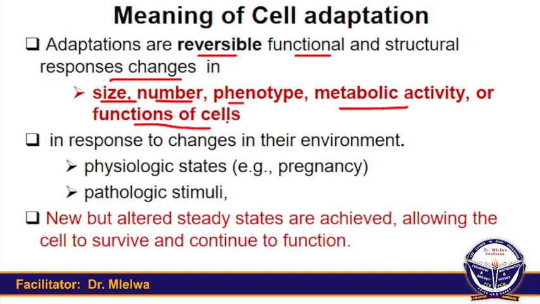Kwa hiyo ni vitu mbalimbali vinaweza vikabadilika hapa. Unaona size ya cell inaweza kawa kubwa au ndogo. Namba ya cell, unaona inaweza ka change namba ya cell. Hizo cell zikaongezeka idadi au zikapungua. Then phenotype, muonekano wa zile cell. Unaweza ka change kutoka let's say columnar kwenda kwenye simple squamous. Lakini pia metabolic activity ya zile cell inaweza kubadilika pamoja na functions of cells.